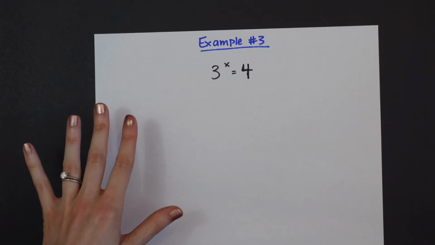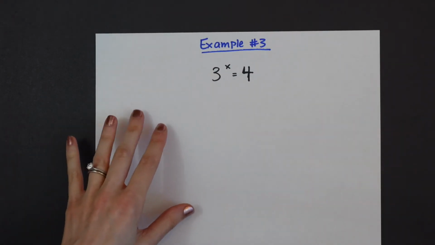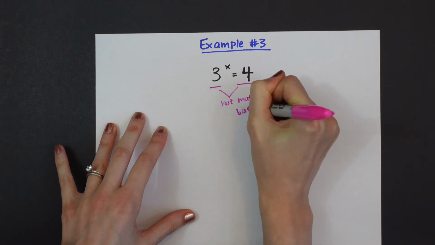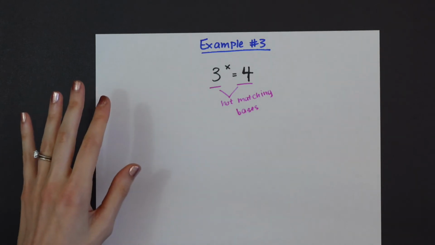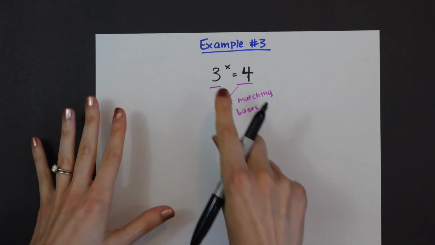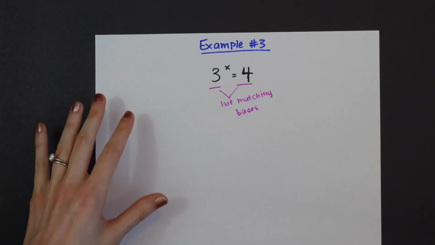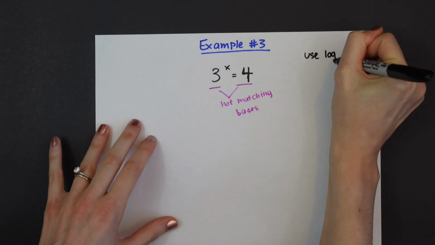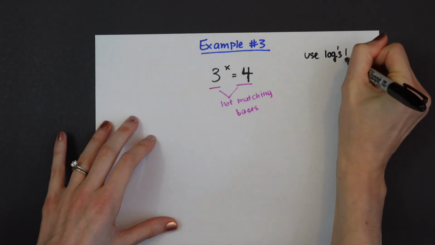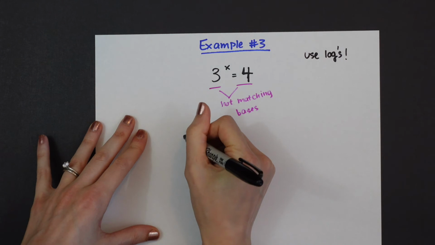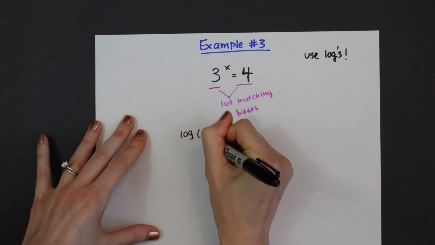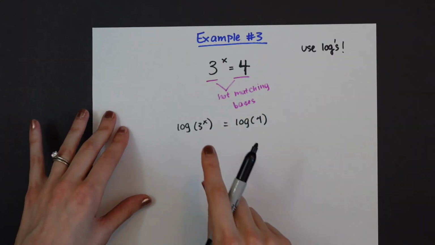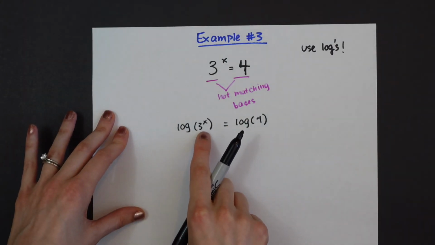Now for example number 3. Notice these are not matching. Since they're not matching, we have to ask ourselves, can we change these bases so that they can match, 3 and 4? No, unfortunately not. So what we're going to have to do here is use logs. To do that, we're just going to log both sides. So we're going to do log of 3 to the x and set it equal to log of 4. Notice here we have log of 3 raised to the x.